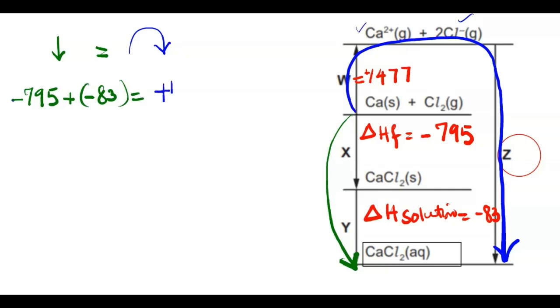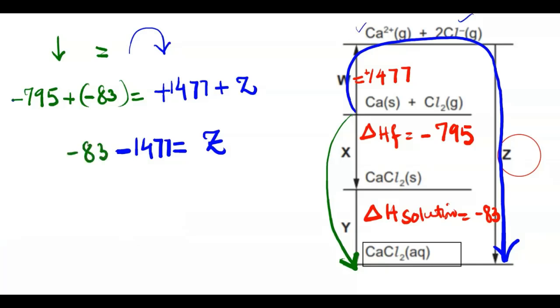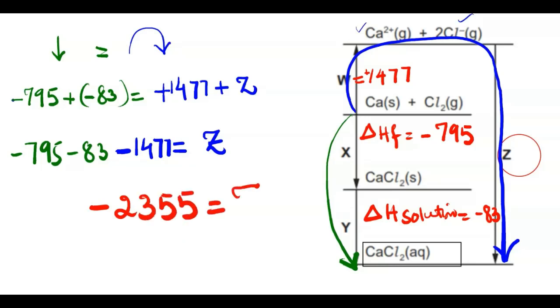and in the blue pathway we have energies plus 1477 and plus Z. So now we need to calculate the value of Z. Now it is very simple. You can easily calculate. When you take it here, it becomes minus, and minus 83 minus 795, and the answer is minus 2355, and this is the value of Z. I hope you understand.